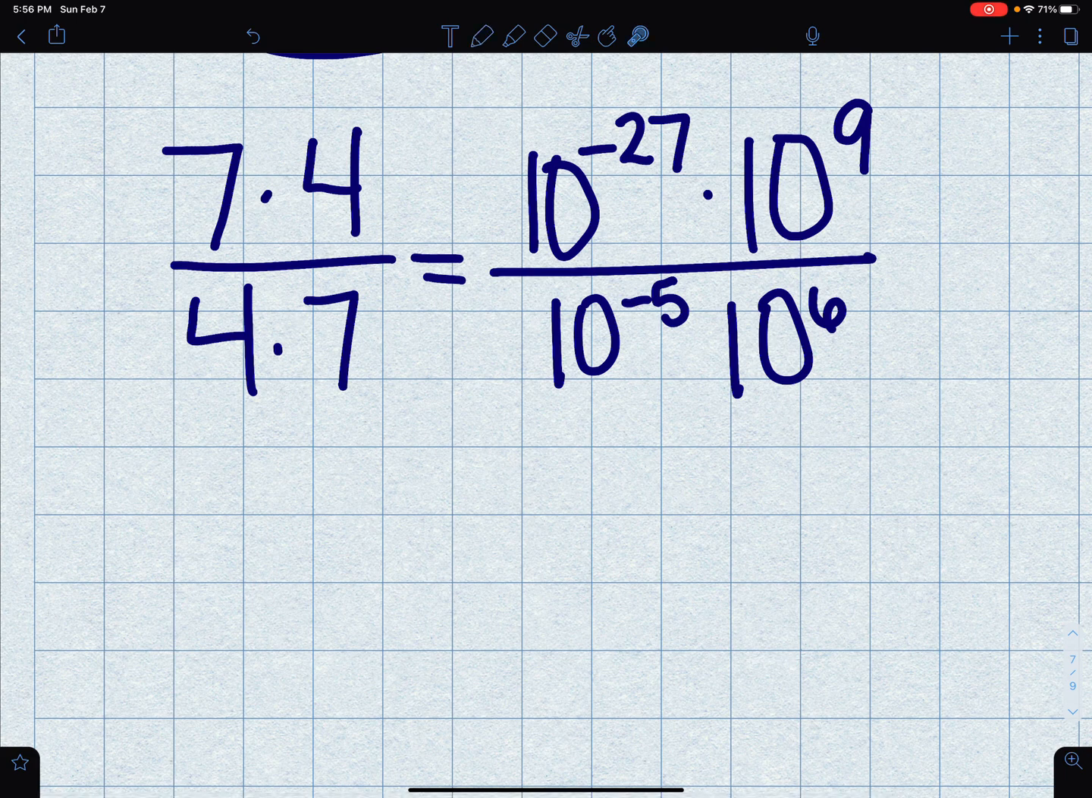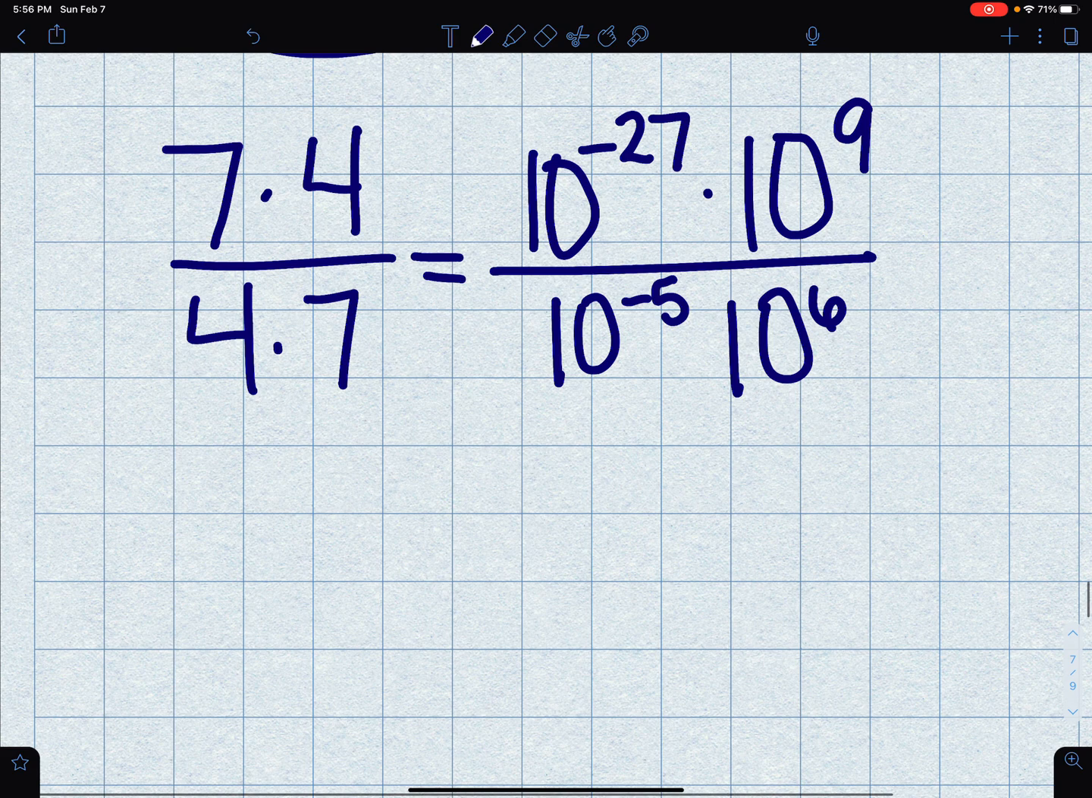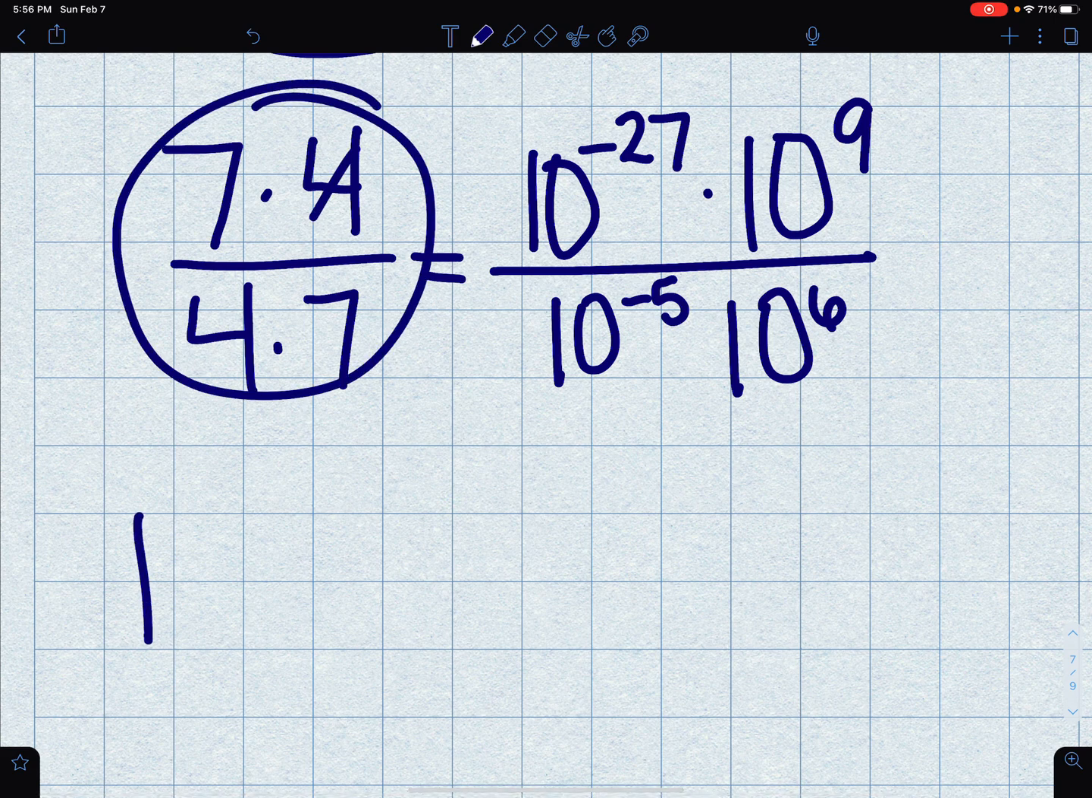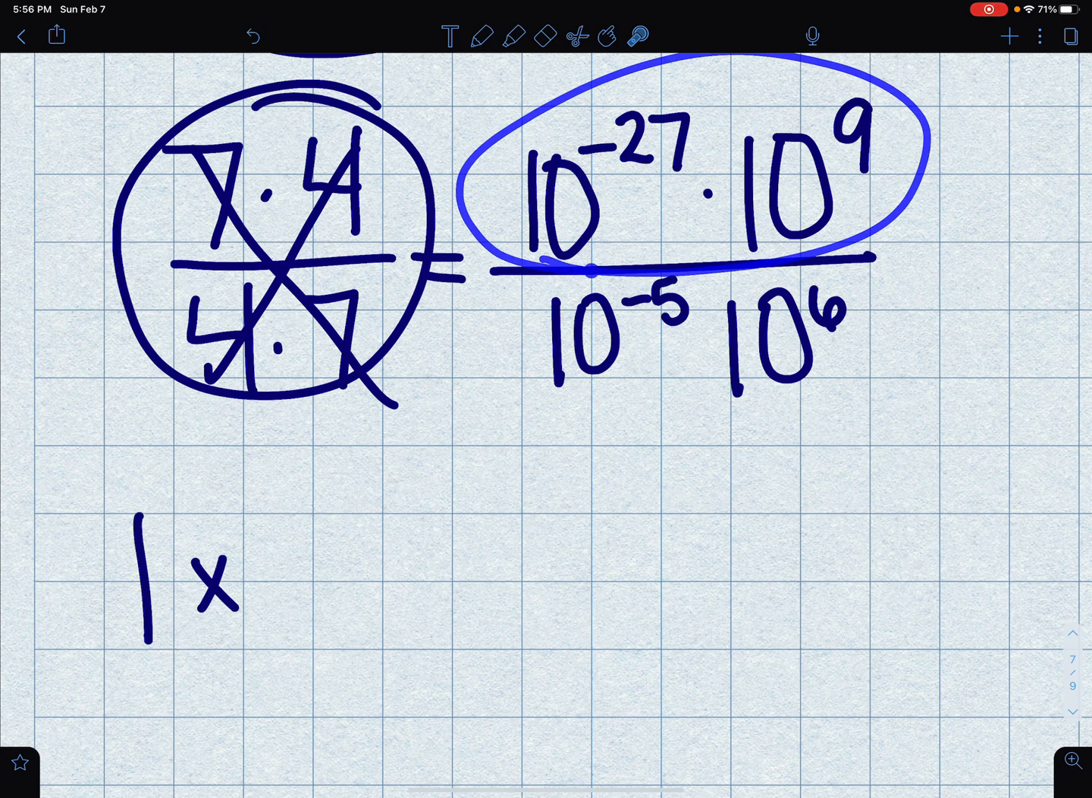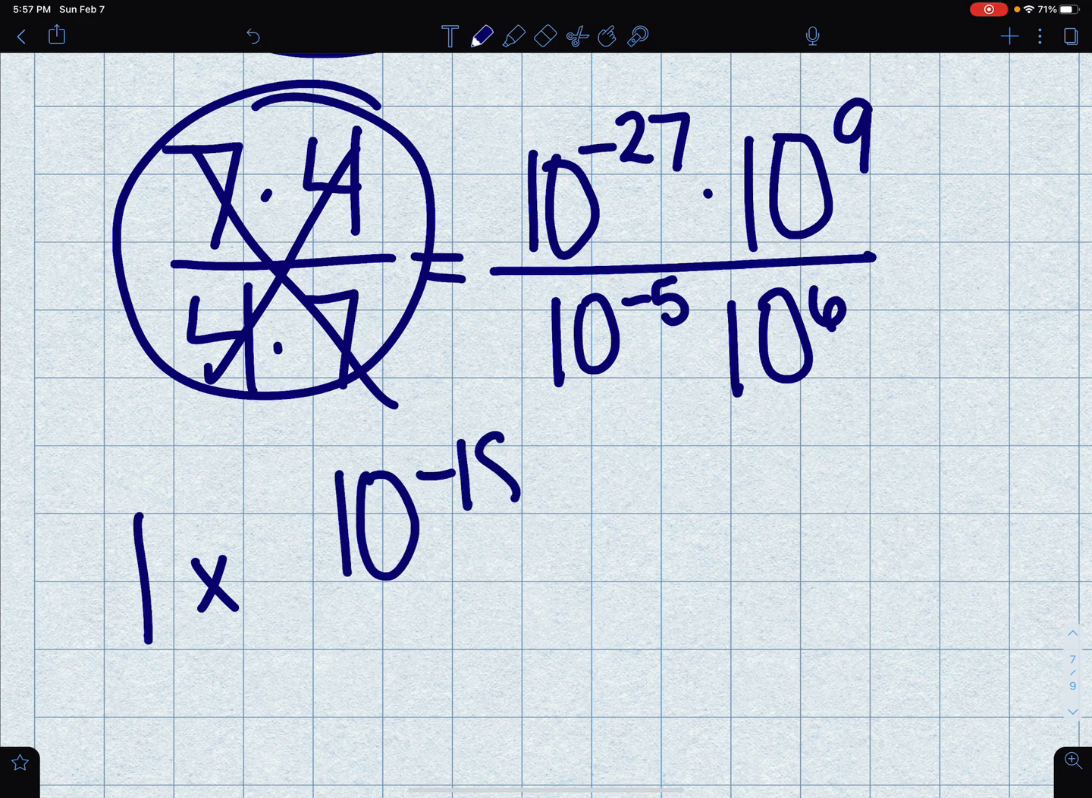Oh, this shouldn't be an equal sign here. This should be a multiplication. All right, but that's okay. All of this goes to just 1 because all of that cancels out. And then you've got 1 times what? 10 to the, when we are multiplying, we're adding the exponents. So negative 27 plus 9 is going to be 10 to the minus 18 on top.